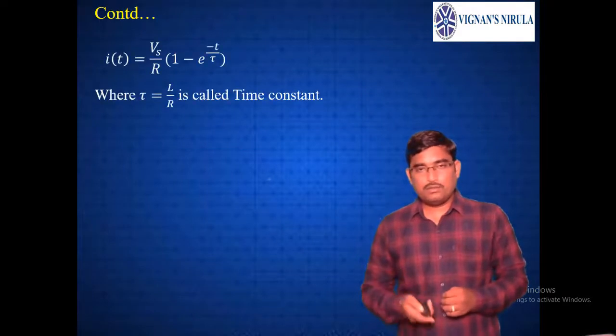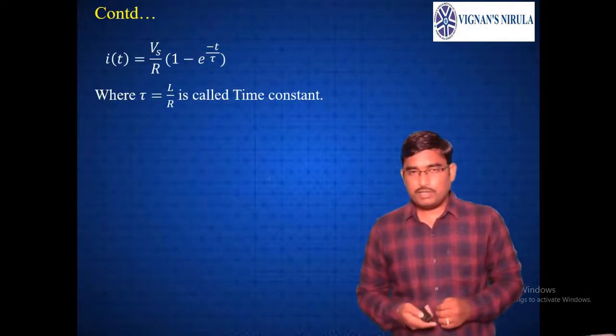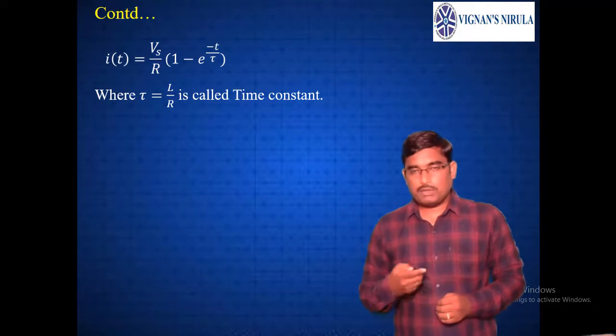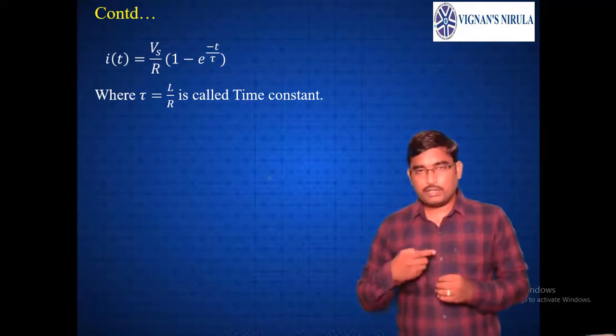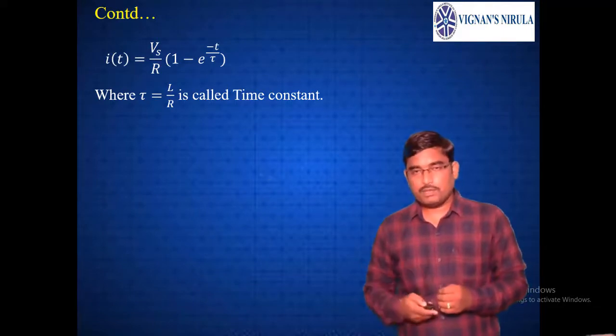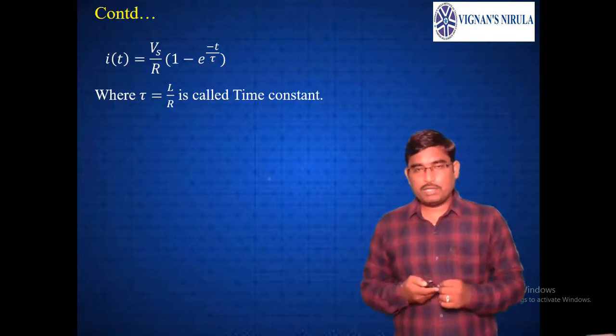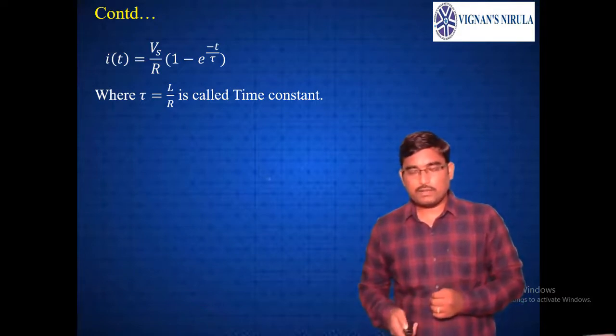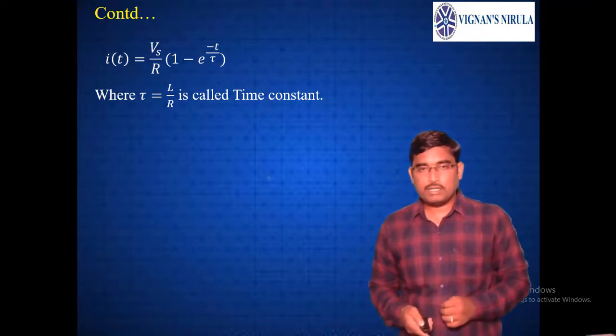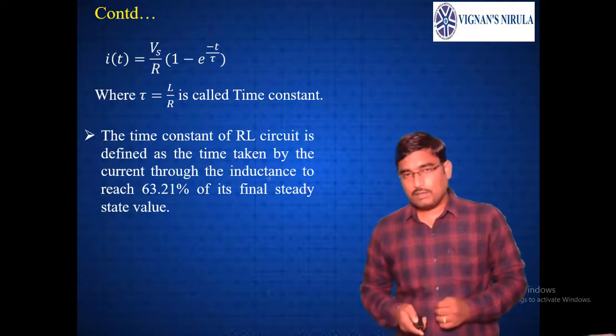Finally the expression is i of t equals Vs by R into (1 minus e power minus R by L into t). I can write e power minus R by L into t as e power minus t by (L by R). That L by R I am taking as the time constant tau for this RL circuit. So for the RL circuit the time constant is tau equals L by R. So how can you define this time constant?